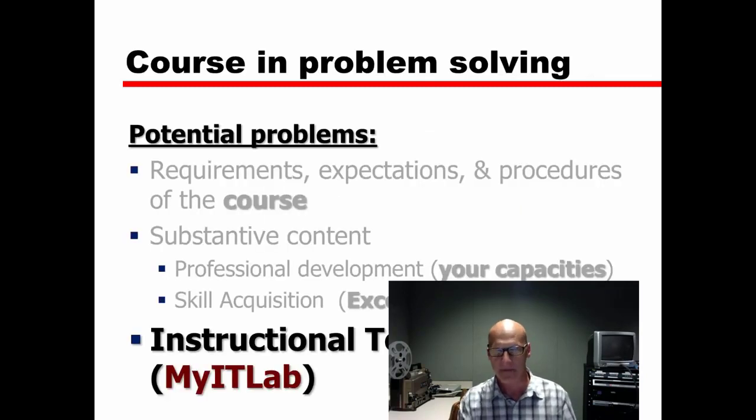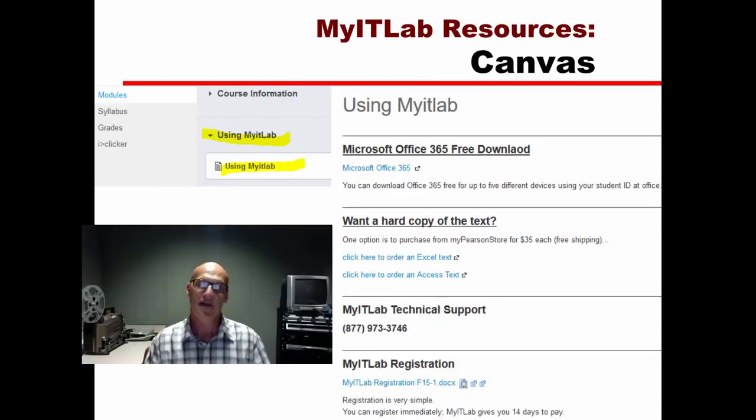Then there's the other problem, right? The other potential problem can be just getting set up to do your homework on My IT Lab. There's a whole tab on Canvas called Using My IT Lab, and on there you'll see, if you want to order a textbook, here's technical support, and the document that shows you how to register. And again, there's a whole other video coming up to show you how to do this.